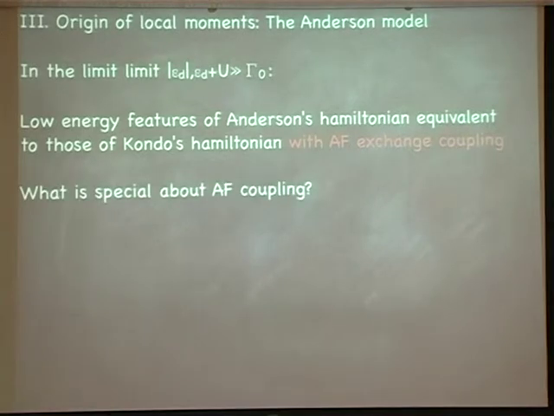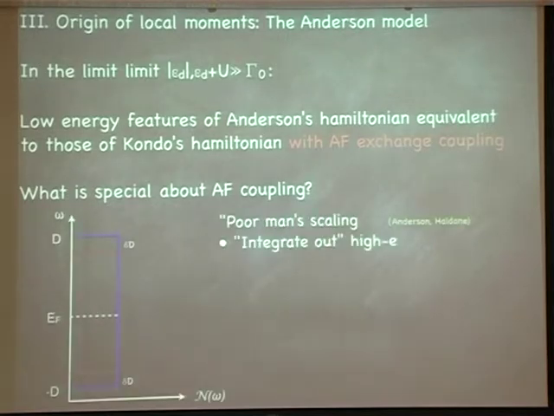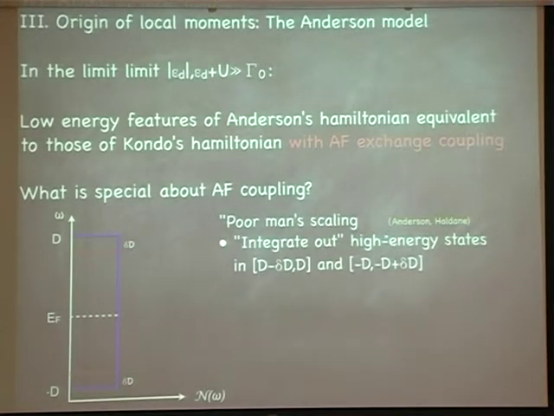Okay. So what's special about AF coupling? And here we can, again, use something that Phil Anderson proposed and Duncan Haldane, namely something called poor man's scaling. Those who are not really familiar with these renormalization group arguments, beta functions and these kinds of things, just try to get the main idea. The others will probably recognize things anyway.